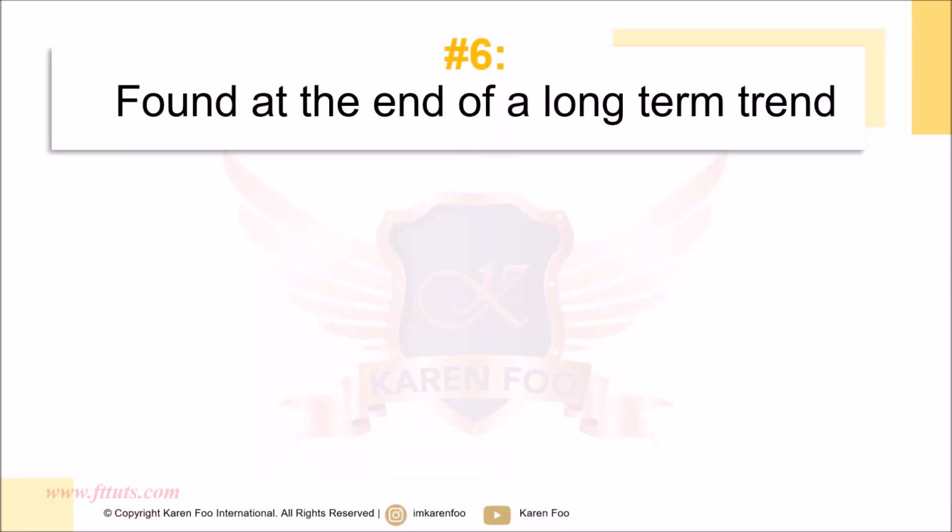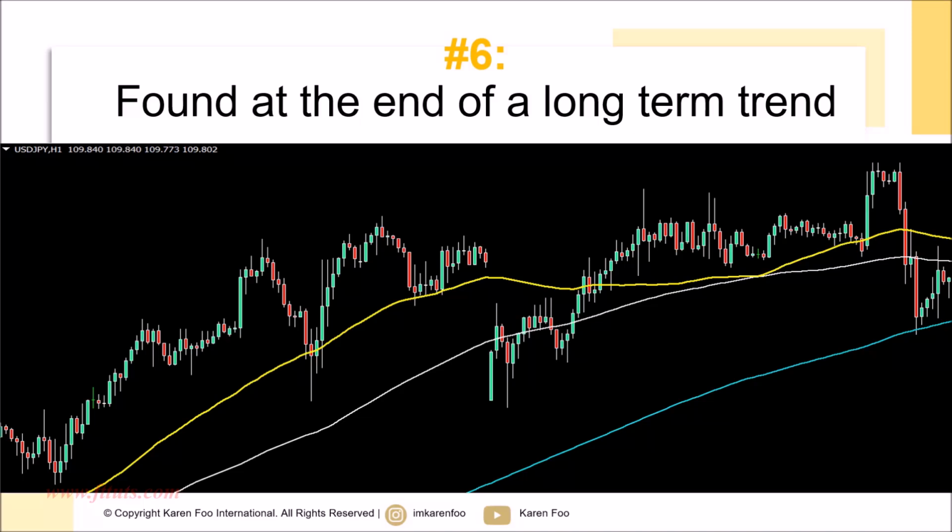Okay, and then number 6, just now I mentioned that the reversal pattern is best found at the end of the trend, and there are some trends that take a few days to form. There are some trends that take longer, like a few weeks or a few months to form. So you want it to be found at the end of a long-term trend. A good trend is not a trend that is formed within a few seconds, within a few minutes. That is not considered a trend. That's not considered a strong trend.